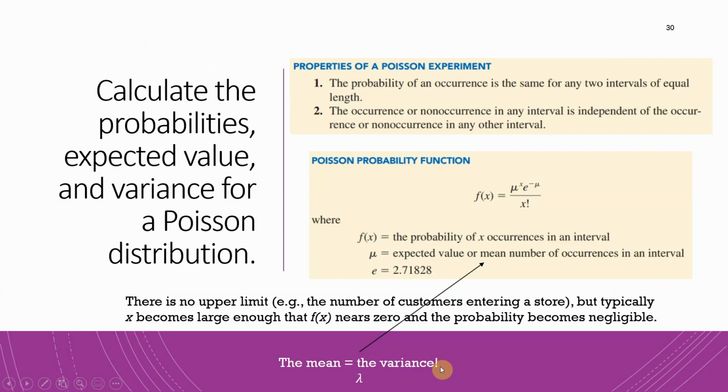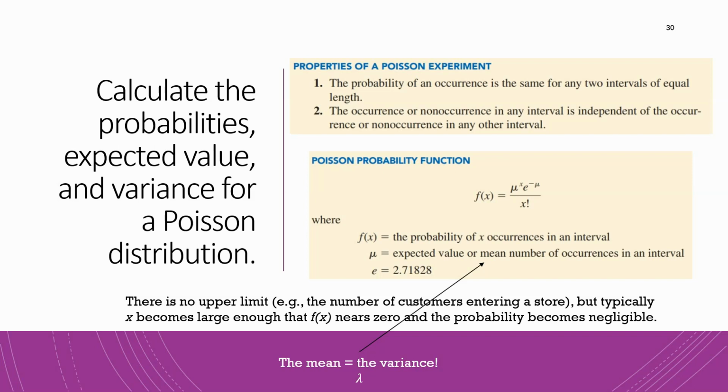So we can look at the properties of the Poisson. The probability of an occurrence is the same for any two intervals of equal length. And the occurrence or non-occurrence in any interval is independent of the occurrence or non-occurrence in any other interval. So some similar properties to the binomial: independence, and similar probabilities for any two intervals of equal length. Anytime you see the rate of something happening, you see an interval, you see the number of something, you kind of know you're working with the Poisson distribution.